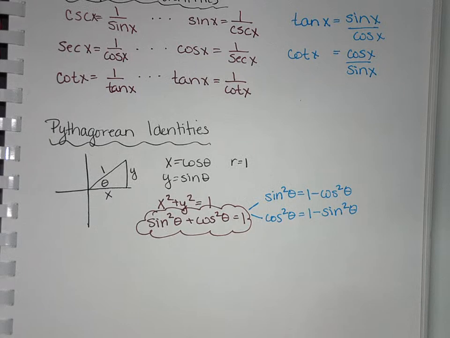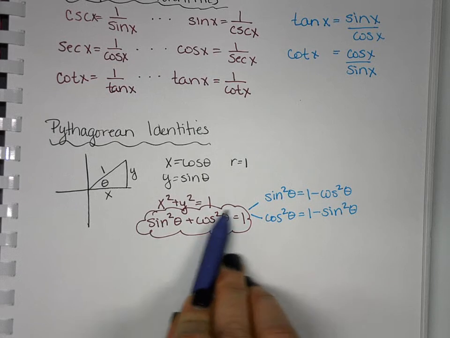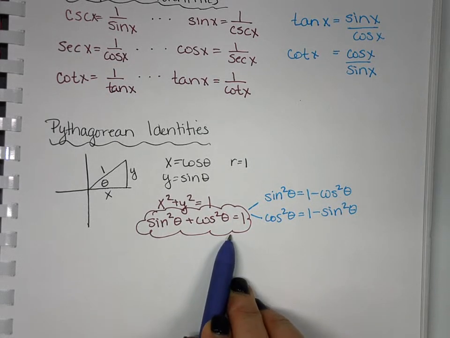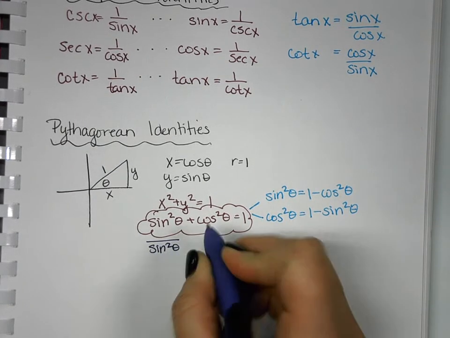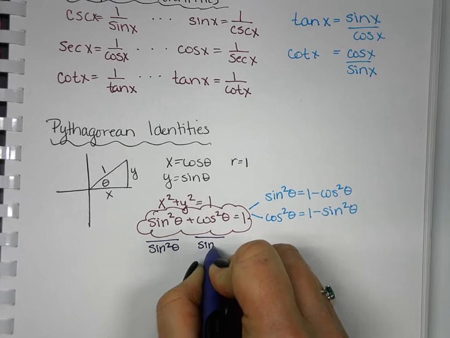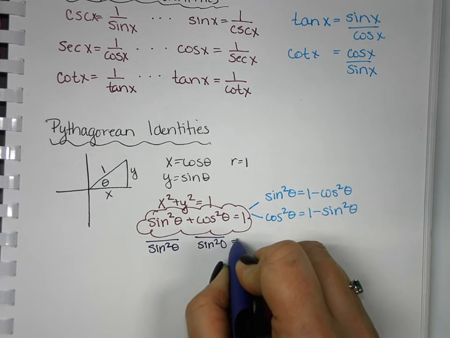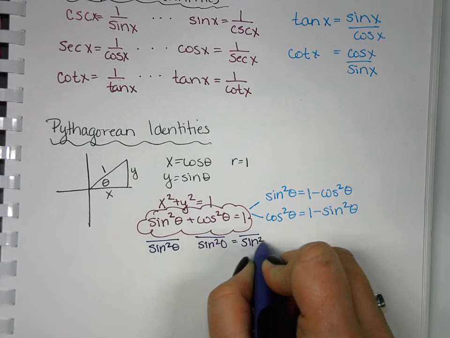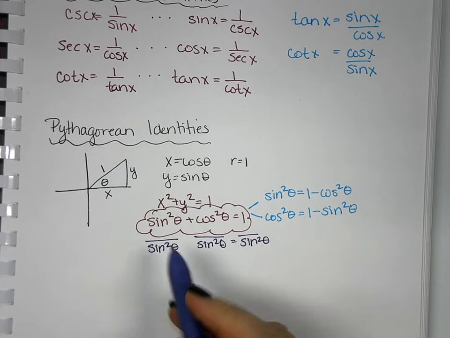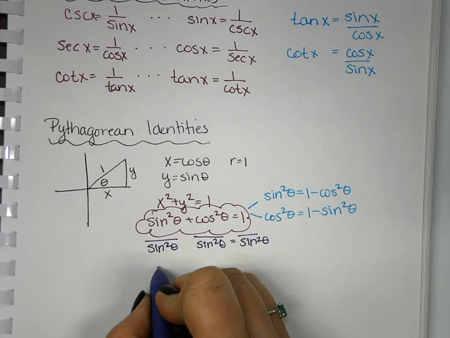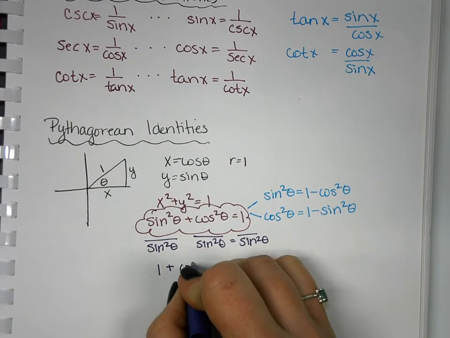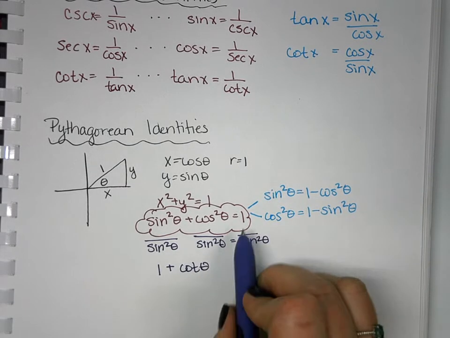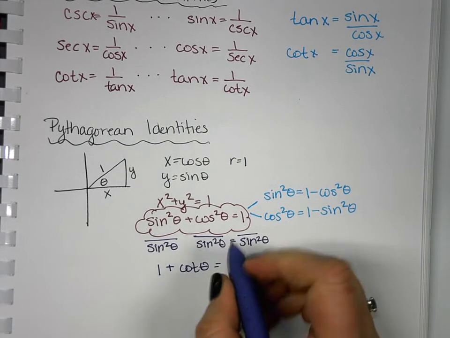Okay, so we have 3 total. How do we get the next one? If we take our original sine squared plus cosine squared equals 1, and divide everything by sine squared theta, what would we get? Sine squared divided by sine squared would equal 1. Cosine over sine, that's cotangent. And then 1 over sine is cosecant.